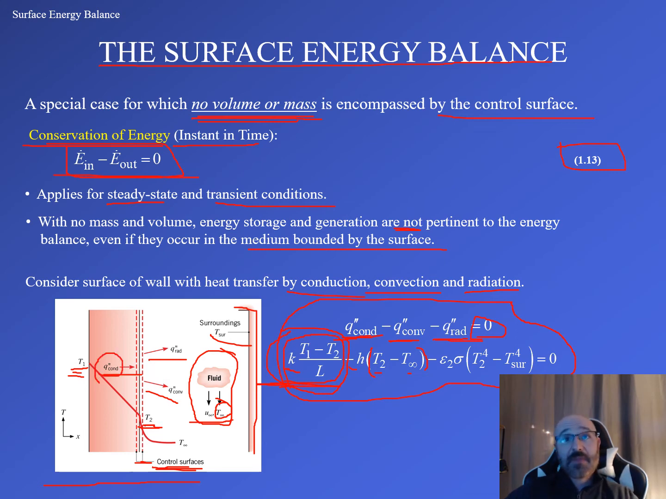So that makes sense. Then we deal with our convection term. If we're dealing with our convection term, we have T2 and T infinity. There's our T2, there's T infinity. There's our convection term.